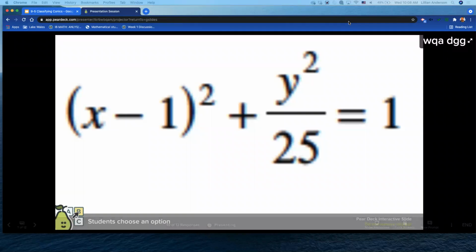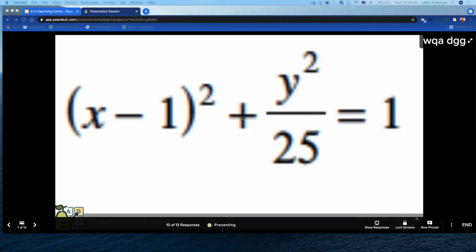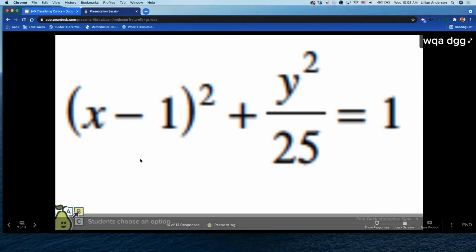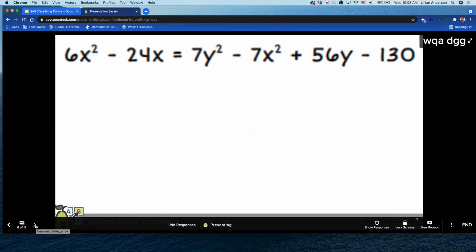Which one is this? It is ellipse. They're both being squared. The sign is positive, but the coefficients are different, hence making it an ellipse. Very good. Last one on these before we move forward.